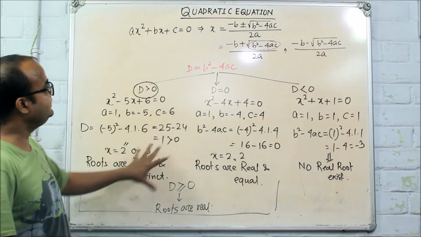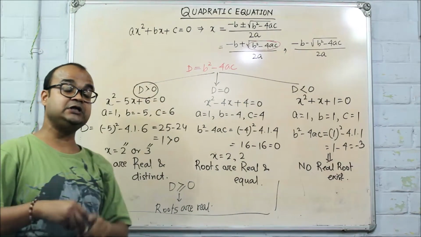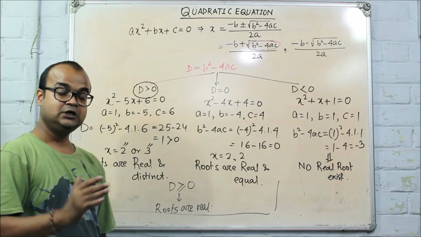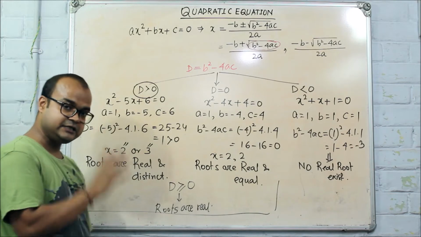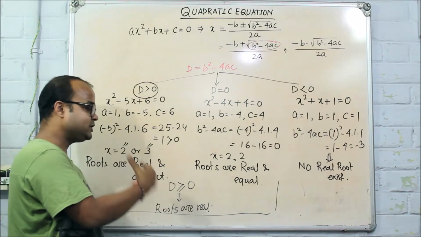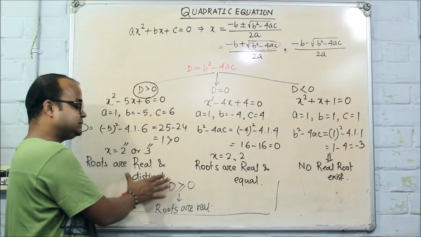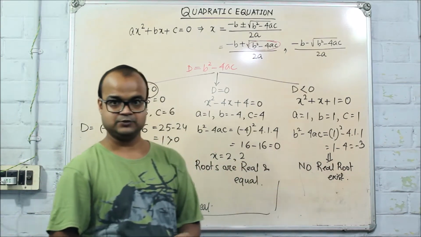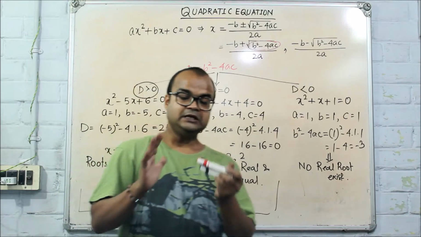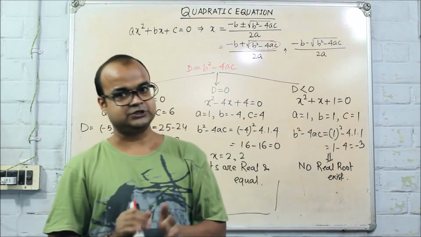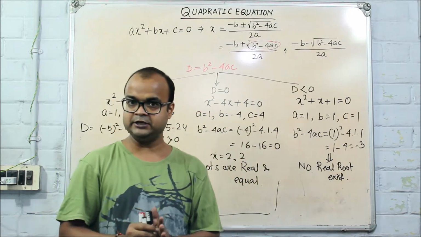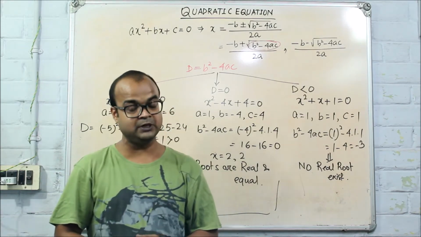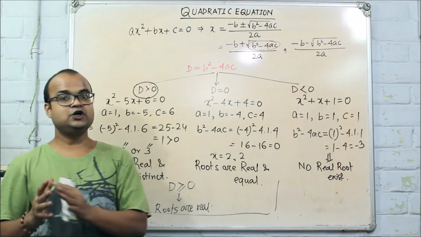See, we are not solving the entire equation. We are not finding the value of x to tell about the nature of the root. We are just finding the discriminant and then we conclude whether the roots are real and distinct, real and equal, or no real root exists. Clear? So this is the basic concept of this chapter. Using this discriminant we find out the solution, or we will discuss some more problems to clear your concept.